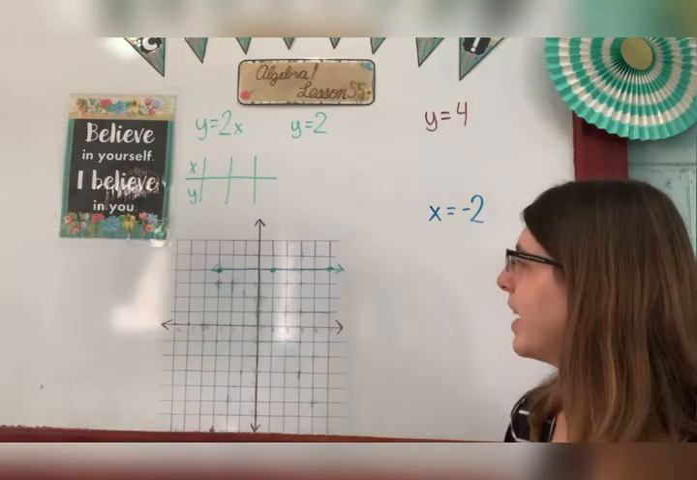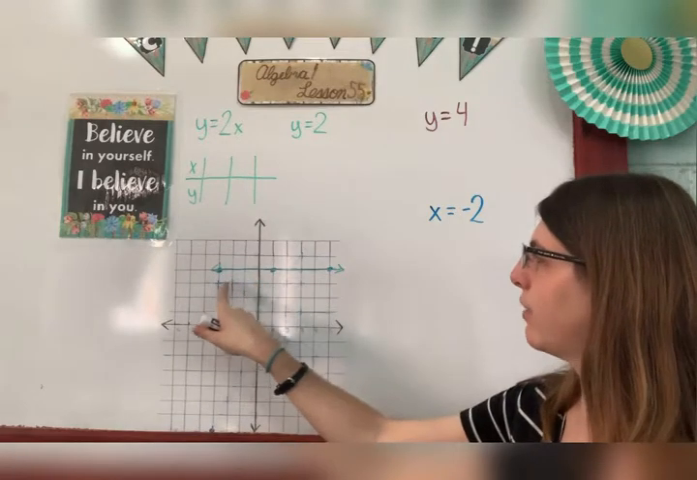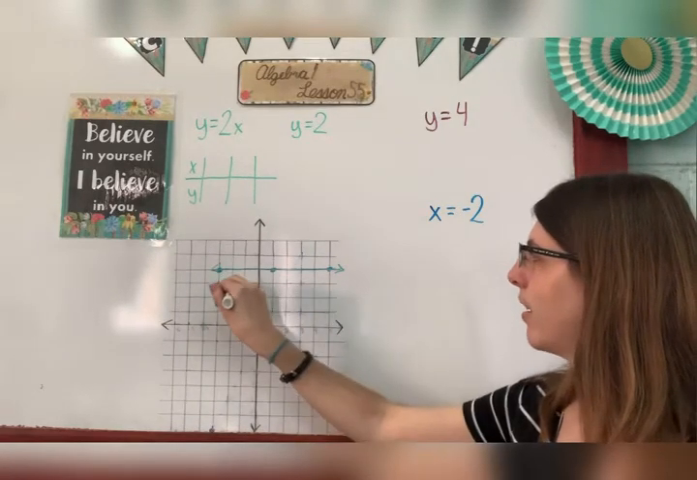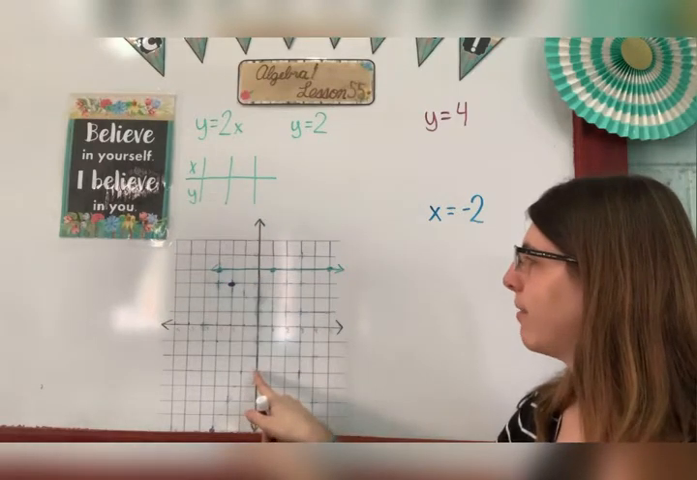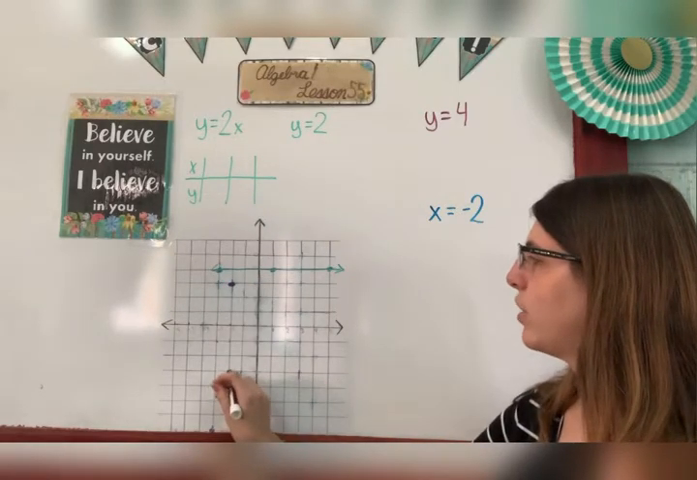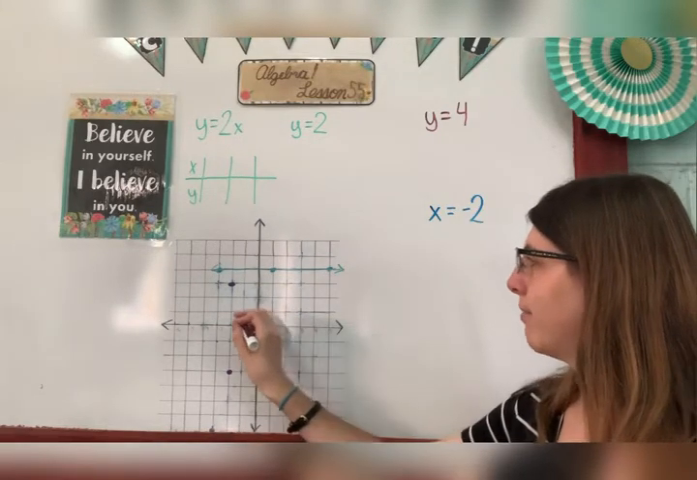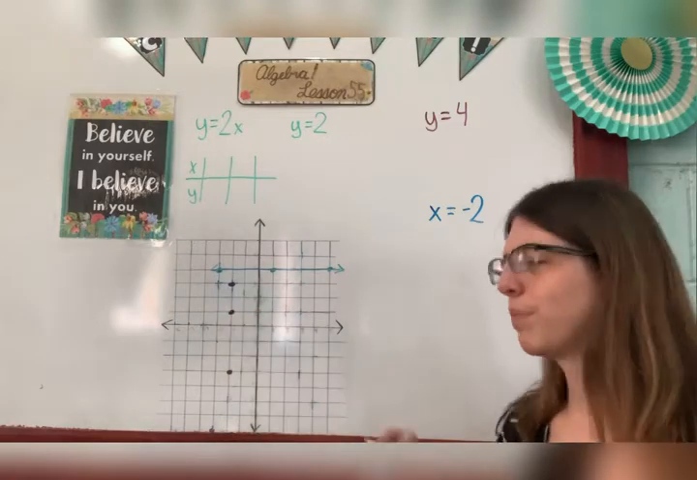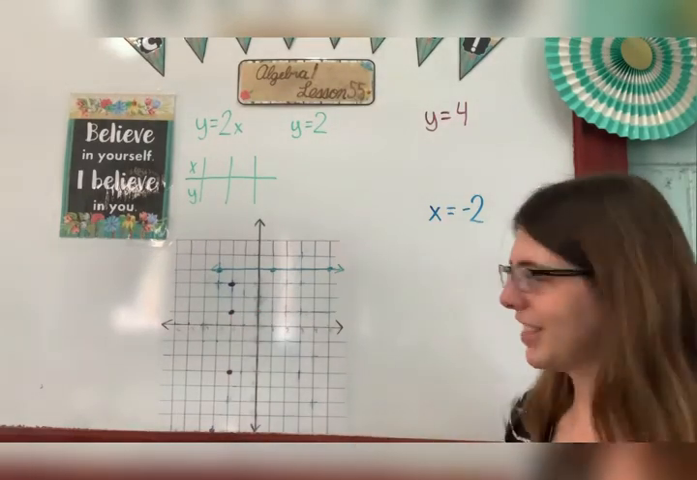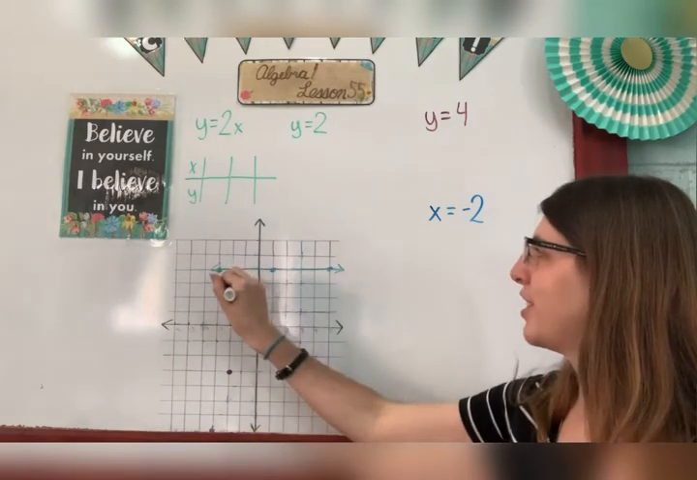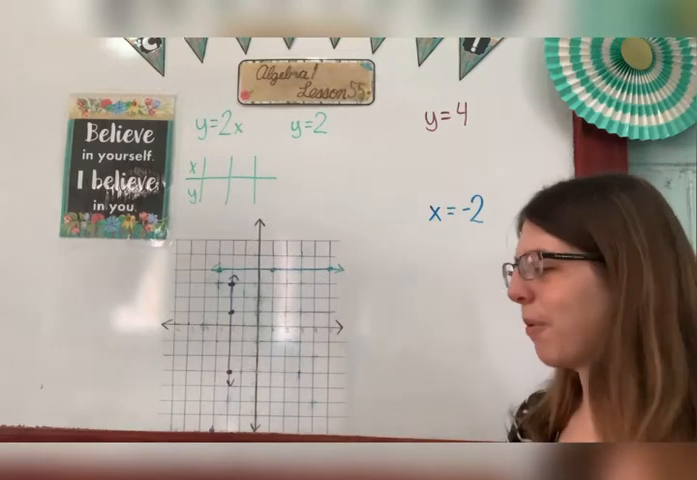So if y is 3, x is negative 2. If y is negative 3, x is still negative 2. If y is 1, x is still negative 2. Now normally, remember, we plot the x first, then the y. This is just an exception for showing you this particular type of line. So we can see that it goes in a straight line going up and down.